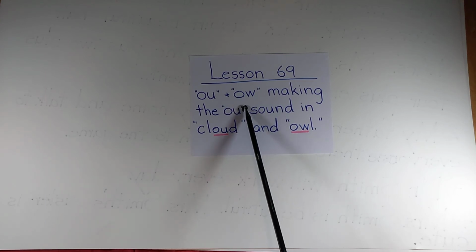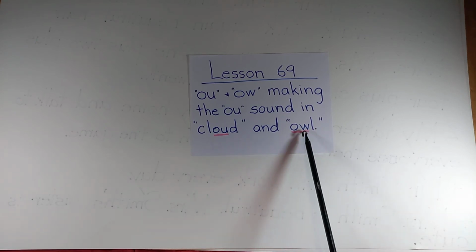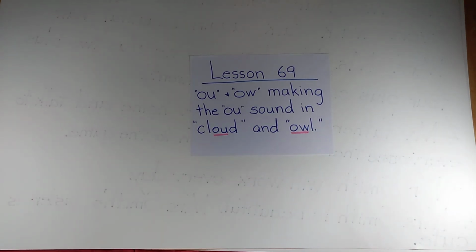The example on the sound out sheet is bowl. But now we're going to find out that OW, pointing at the wrong combination, OW also makes the ow sound like in owl. So we're going to, I guess, make a lot of painful noises, make a lot of painful ow noises in lesson 69. We'll see how all that works out.